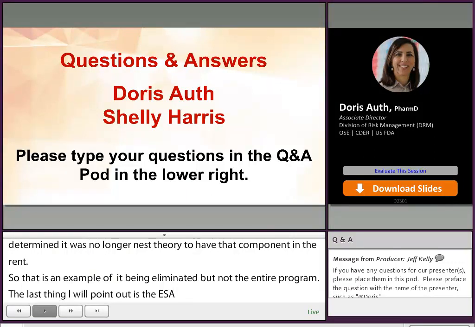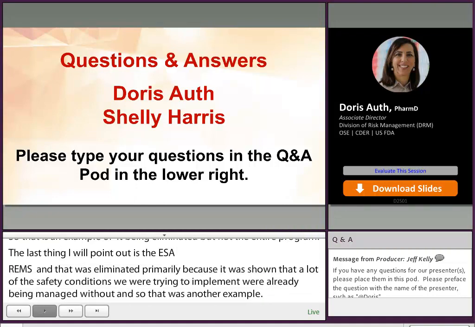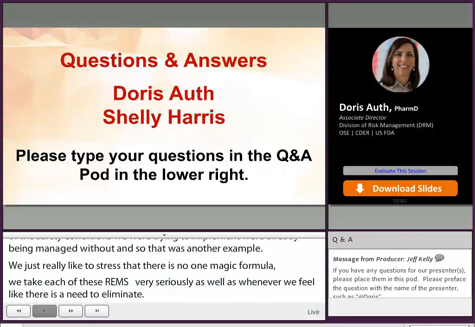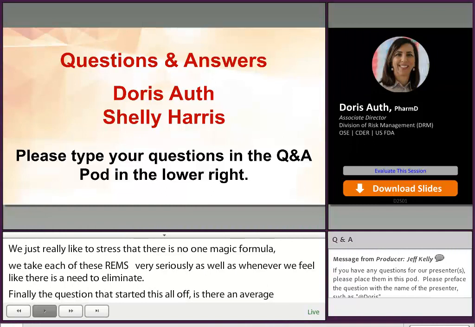But I would just really like to stress that there is no one magic formula. We take each of these REMS in developing them very, very seriously, as well as whenever we feel like there's a need to eliminate. And finally, the question that kind of started this all off was, is there an average number of years? And there is none. Again, I think the ones that we have eliminated have been in place for many years, but I don't know that there's any sort of average time at which we start thinking about eliminating. Thank you.